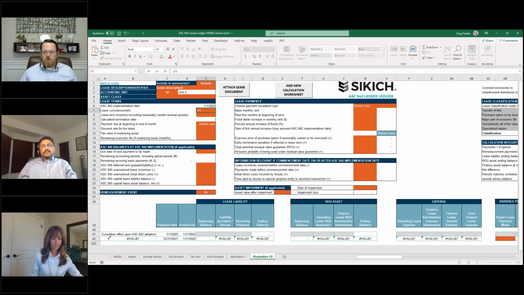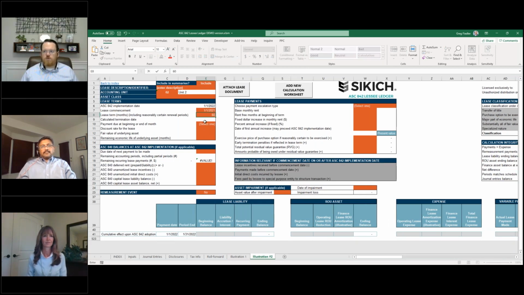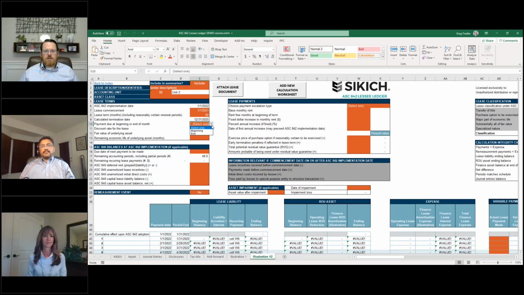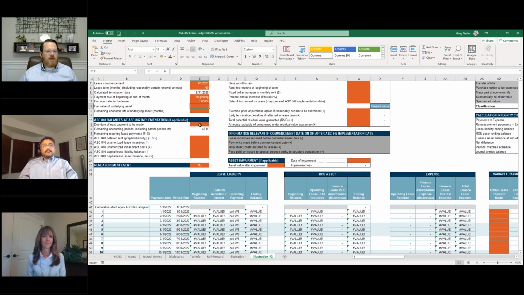But for this example, we're going to say that our lease commenced on 1/1/21, so a year prior to our adoption of ASC 842, that it was a 60-month lease with payments due at the beginning, and we'll assume a 3% interest rate for this example. Because this is an existing lease, we already know the classification. We don't necessarily have to enter the fair value and the remaining economic life at this time, because we're not going to use those for classification. We're going to use the ASC 840 classification as our initial, assuming that we adopt that practical expedient at transition.